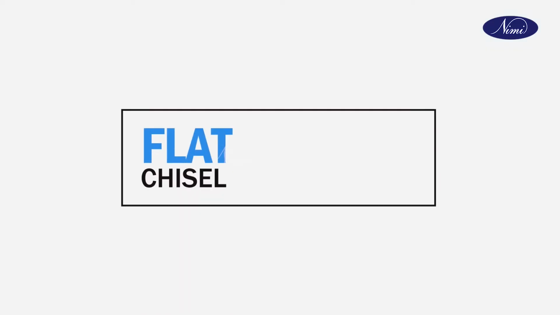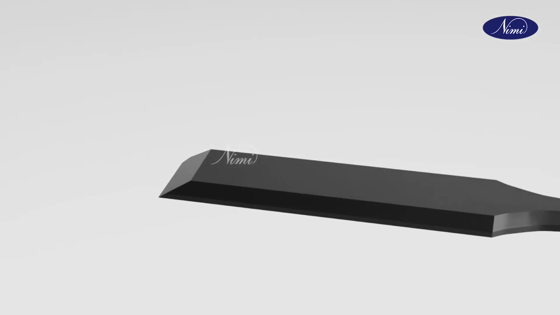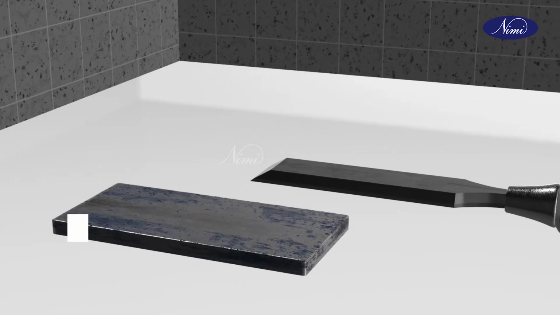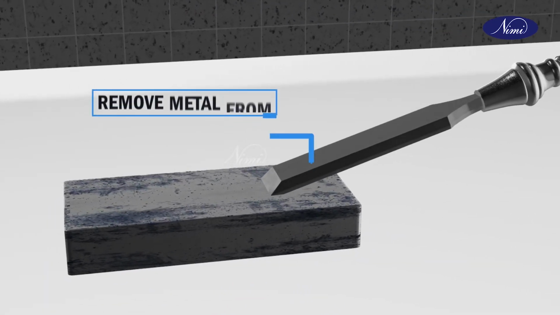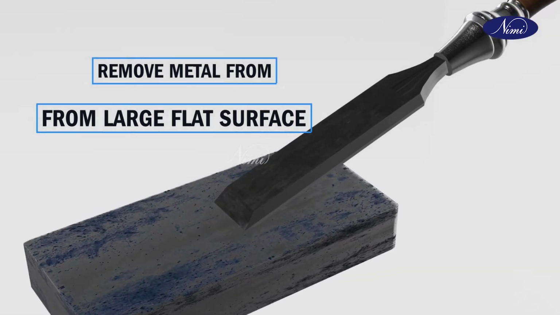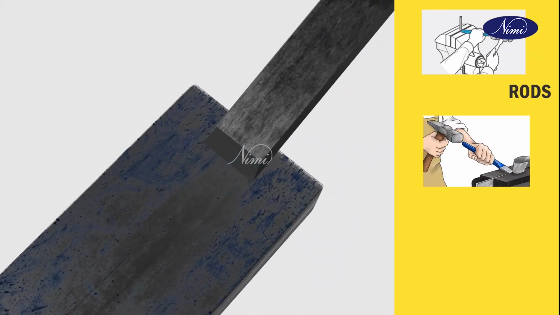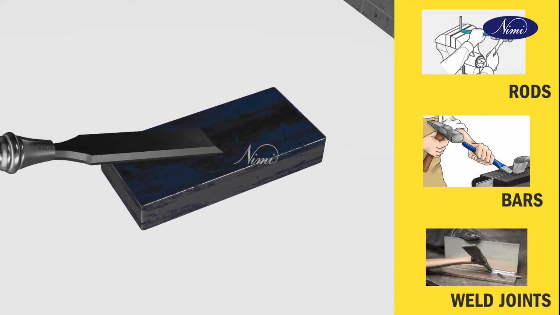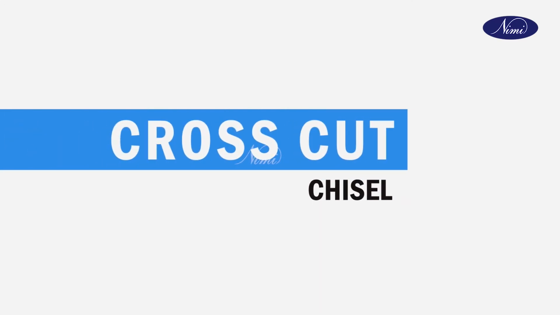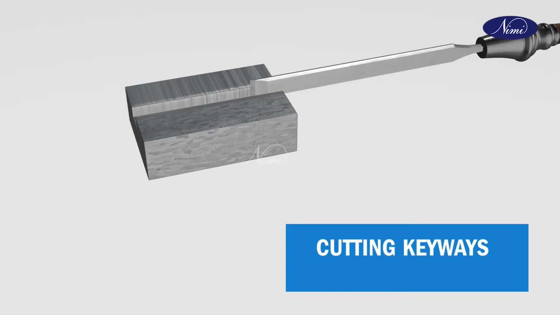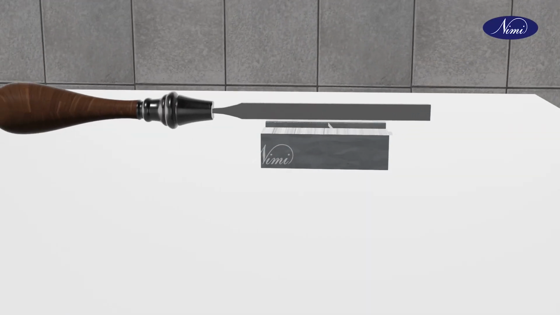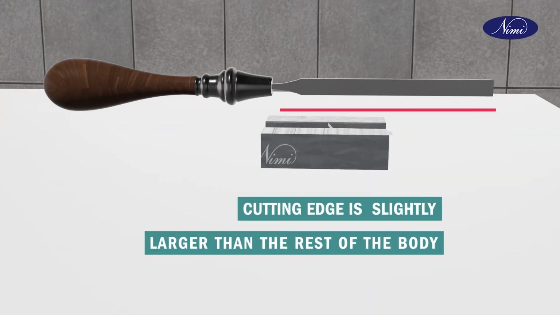Number 1, flat chisel. The flat chisel is a general purpose chisel and most often used. They are used to remove metal from large flat surfaces, especially rods, bars, and to chip excess metal off weld joints and castings. Number 2, cross cut chisel. This chisel is used for cutting keyways, grooves and slots. The cutting edge is slightly larger than the rest of the body.